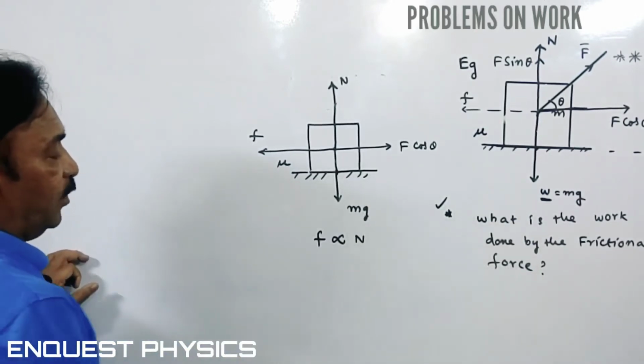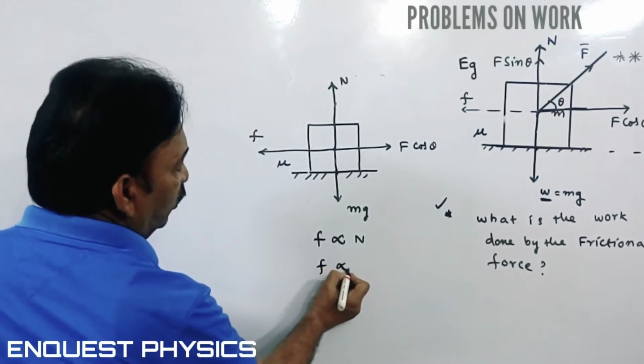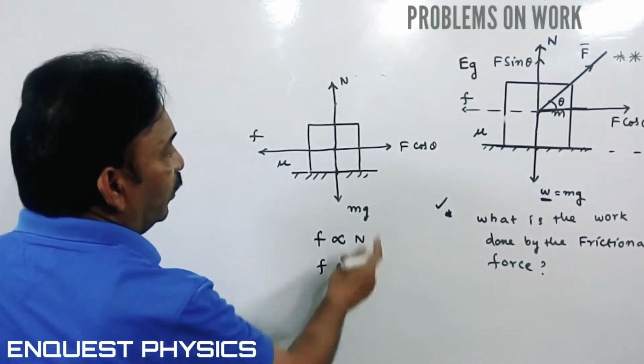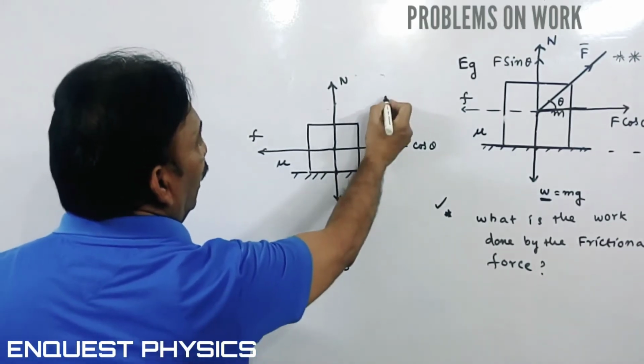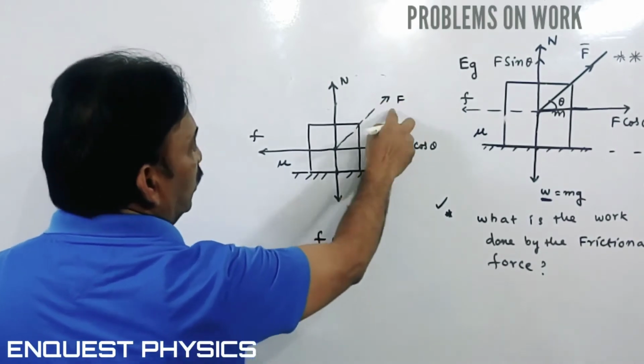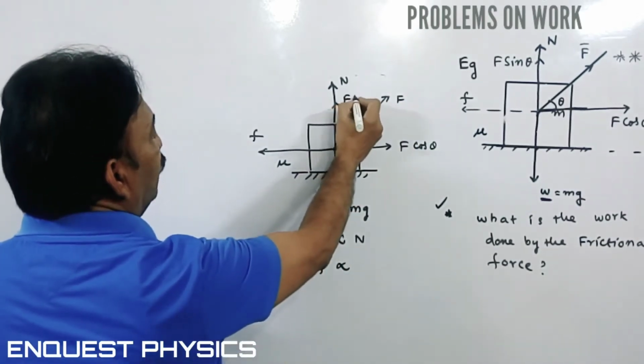Okay, students, and it could be written as f is proportional to, we have to write the value of the normal reaction. If you watch it carefully, actually the force is acting on the body in this way, and the force is resolved into components. It is F sin theta.